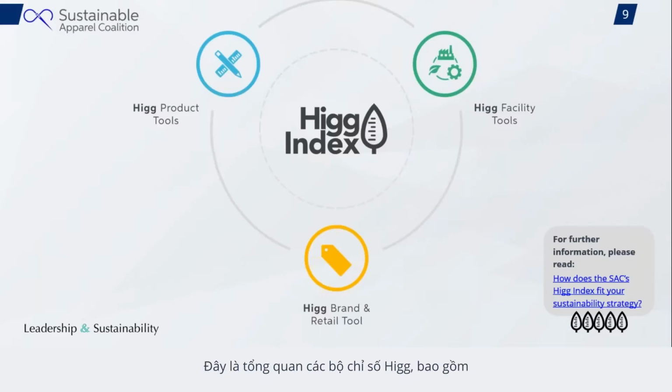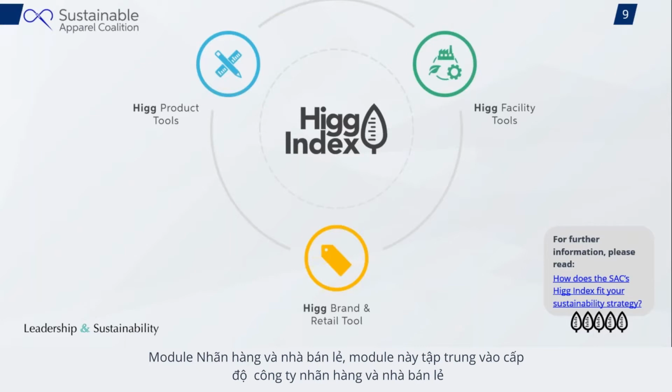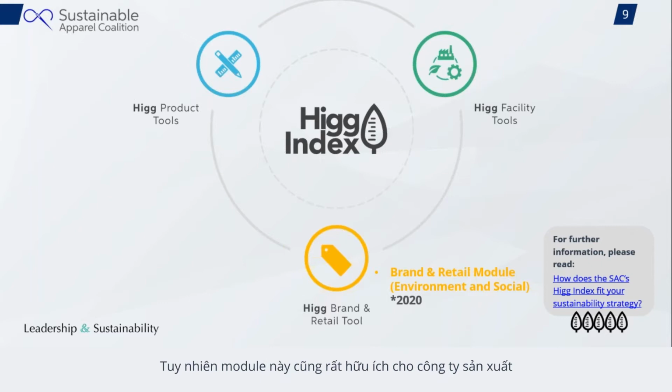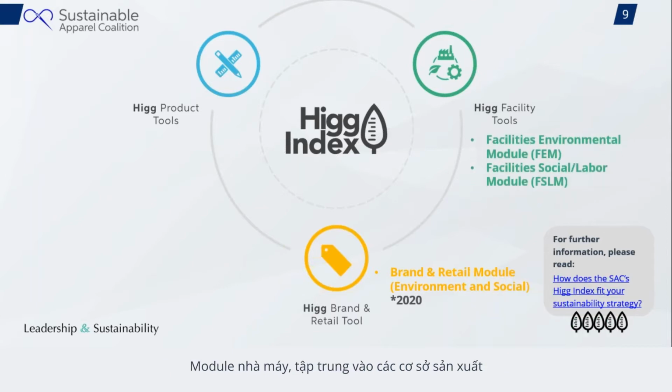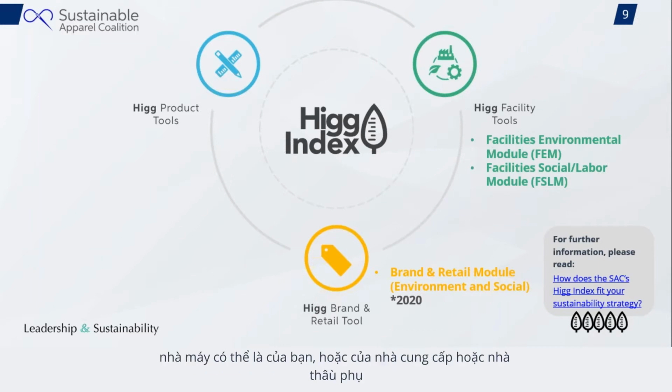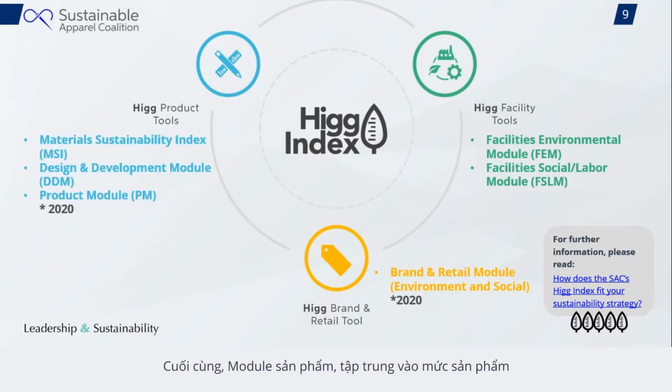And now let me introduce you to the SAC Higg FEM. These slides give you an overview of the Higg Index suite of tools. The suite covers the brand and retail module, which focuses on the corporate level of brands and retailers mainly. However, it is also useful for manufacturers. Then we have the facility modules, focusing on manufacturing sites, your own or your suppliers or subcontractors. And finally, we have the product tools, focusing on the product level.